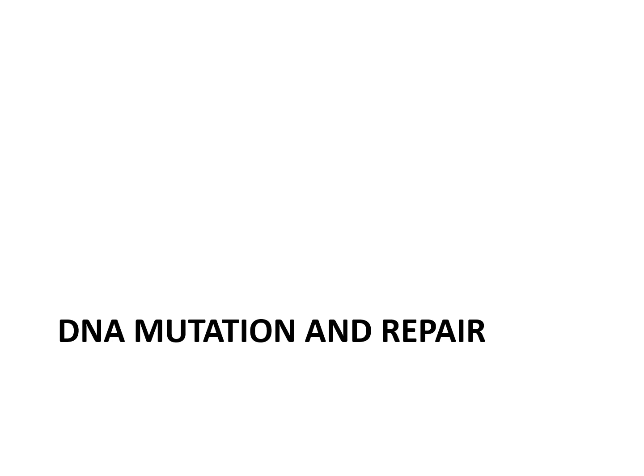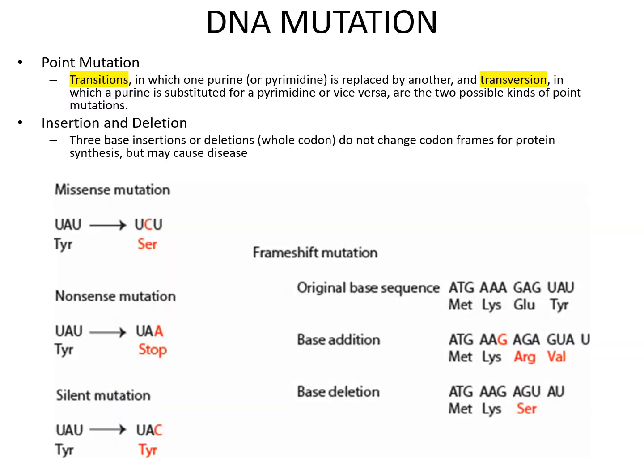And then of course some errors still occur, and when an error occurs, that can introduce a DNA mutation. So in the next few slides we will discuss DNA mutation and how the cell repairs DNA mutation. Basically DNA mutation can be a point mutation or an insertion and deletion. So the point mutation means one nucleotide has been changed, and that is a point mutation.